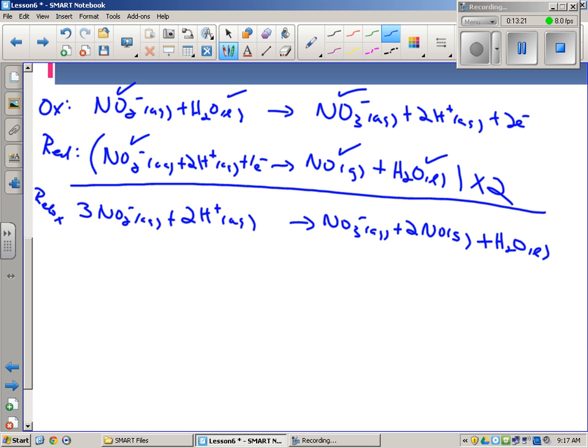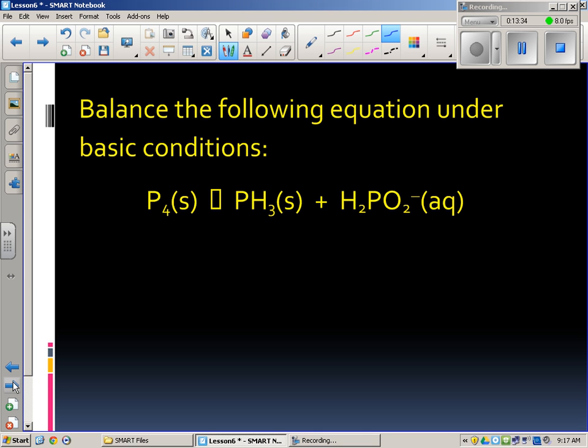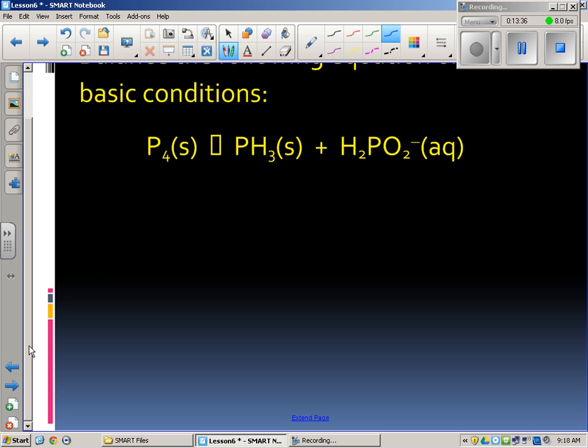One more quick example here. This one's under basics, so this is good review from yesterday as well. Okay, so this is also good review. Is that good for everyone? Yeah. Okay. This one here, P4, PH3, and H2PO2 minus there.